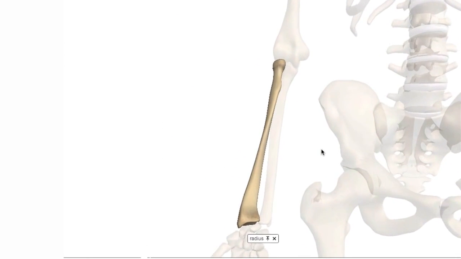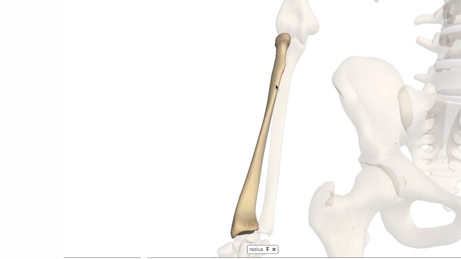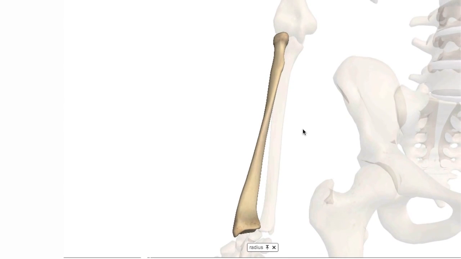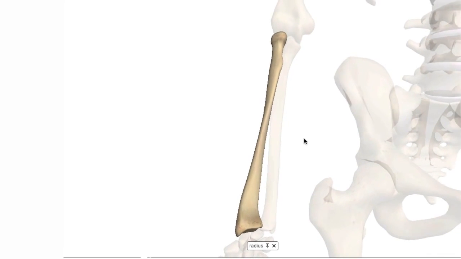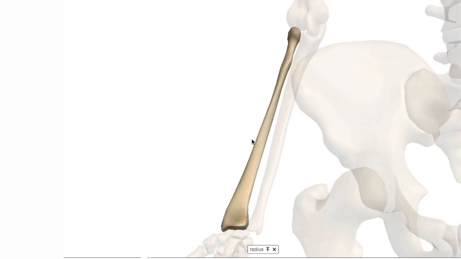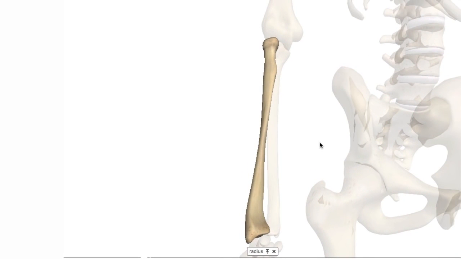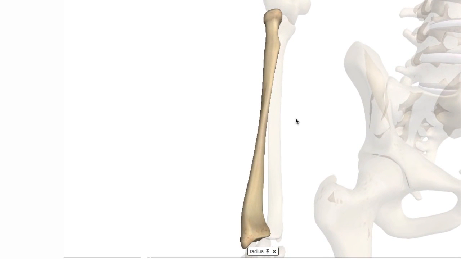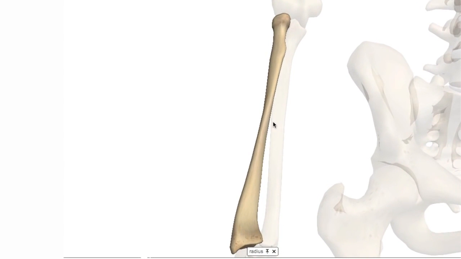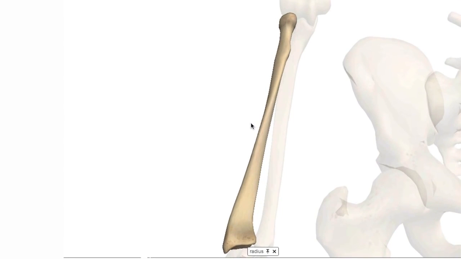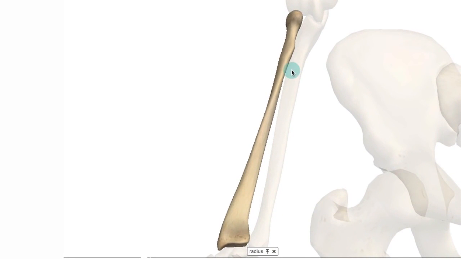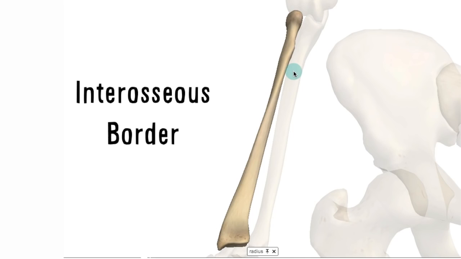So now that we looked at the proximal extremity, it's time for us to look at the shaft of the radius. And there are a few twists and turns, as you can see here as I rotate. And for that matter, there are a few surfaces and borders that we need to define on this bone. And let's start with the one that exists medially, and it is found between the two bones, hence the name. It's the interosseous border, which is found around here.